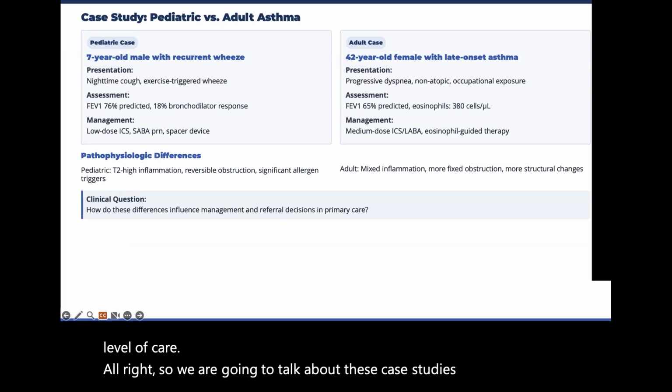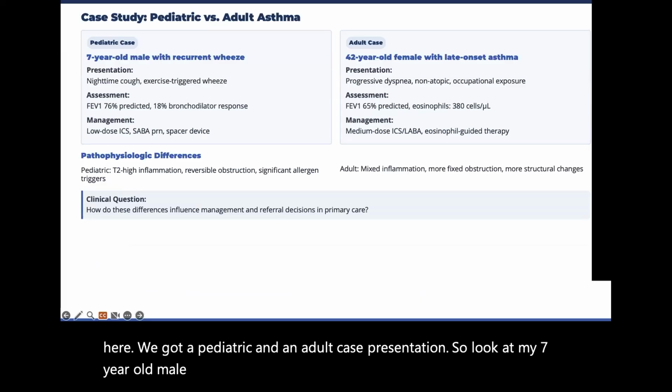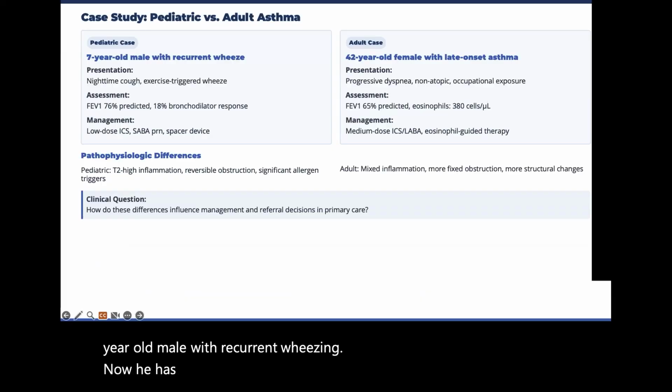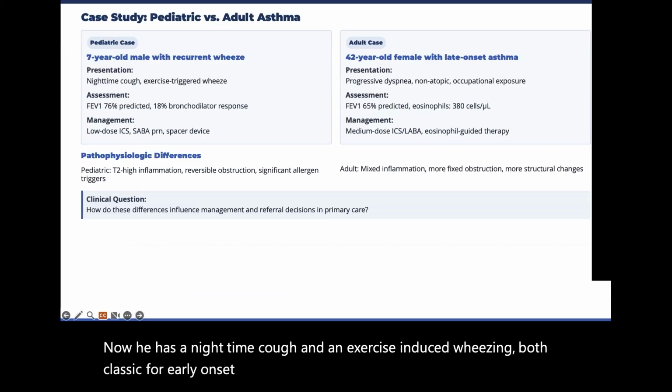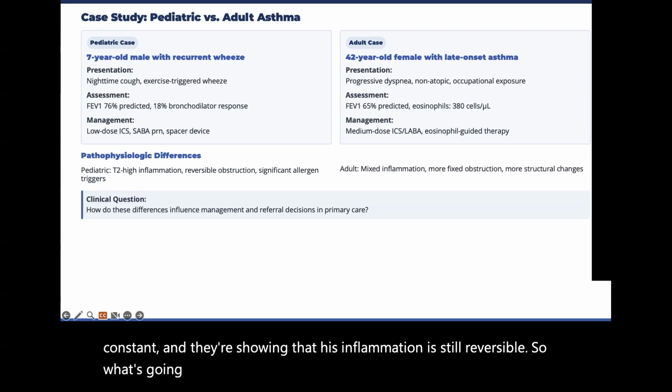So pay attention here. We got a pediatric and an adult case presentation. Look at my 7-year-old male with recurrent wheezing. Now, he has a nighttime cough and an exercise-induced wheezing, both classic for early onset allergic asthma. These are episodic, they're not constant, and they're showing that his inflammation is still reversible. So what's going on here with this kid?